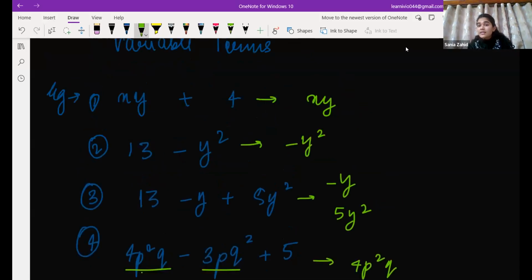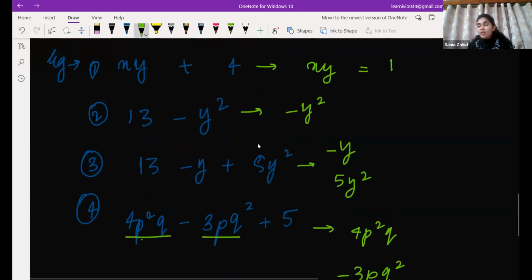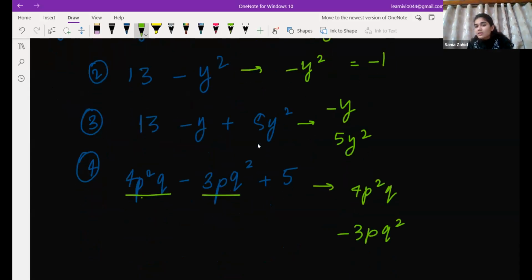Now my question is, tell me the coefficients of the non-constant terms. That means you have to tell me the coefficients of the terms which are not constant. So what is the coefficient of xy? 1. Very good. The coefficient is 1. What is the coefficient of minus y square? Minus 1, not 1. You include the sign also. Minus 1. What is the coefficient of minus y? Minus 1.